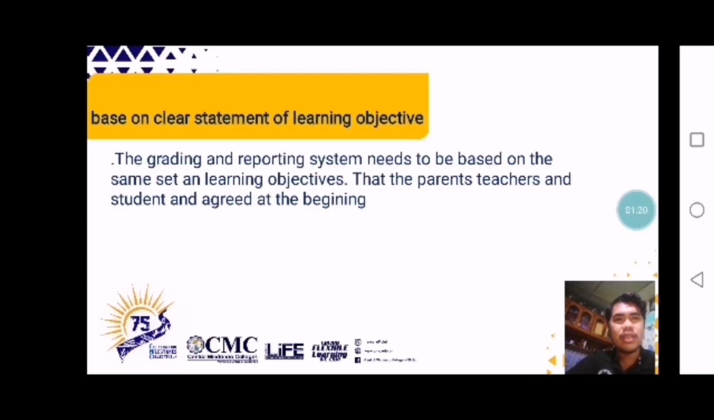Next is based on a clear statement of learning objectives. The grading and reporting system needs to be based on the same set of learning objectives that the parents, teachers, and students agreed on at the beginning.